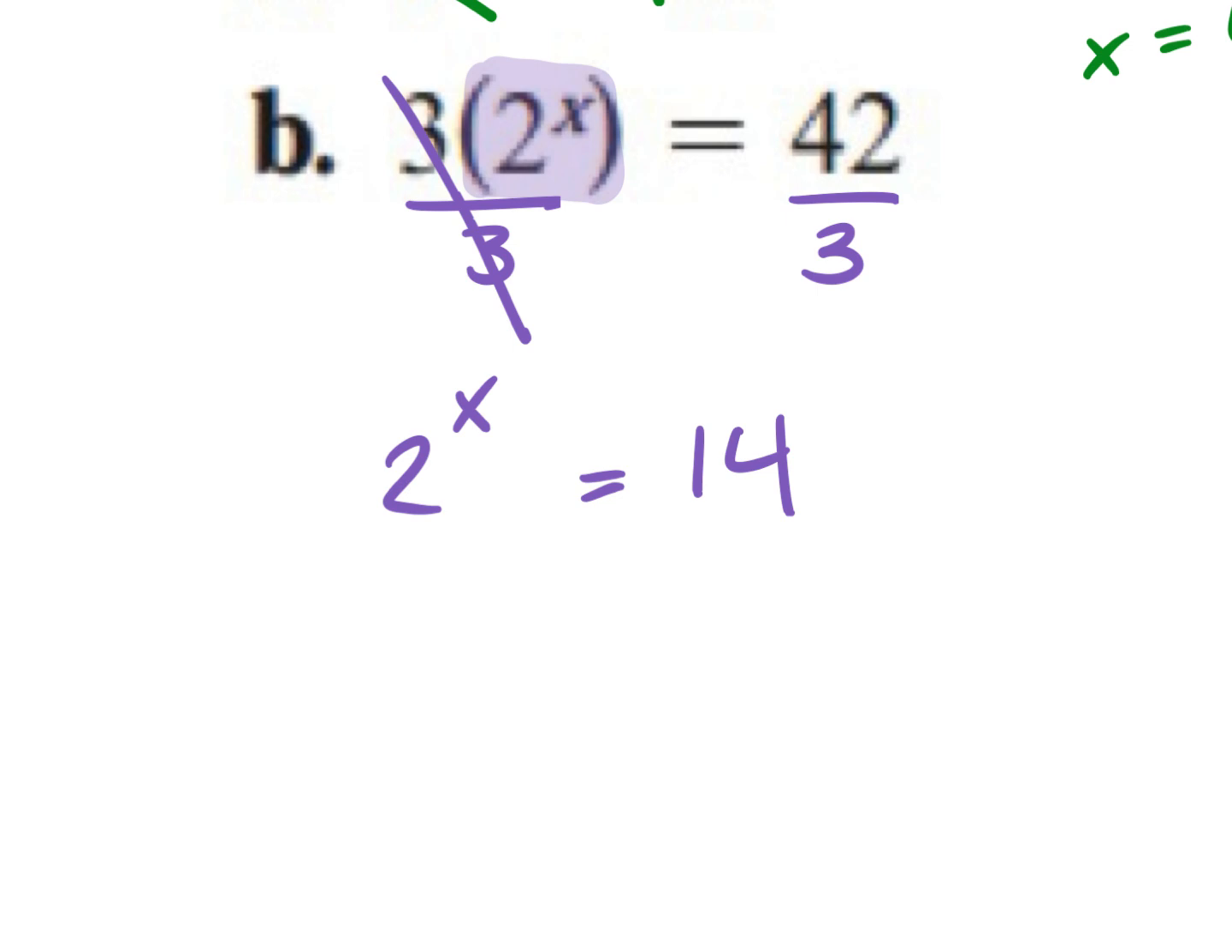So if x is in your exponent, you can't get the bases to be the same, you have to use logs. So we're going to take the log of both sides. Whatever the base is that has the exponent, that's going to be the base of our log. So log base 2. Whatever we do to one side, we have to do to the other. So we're going to take log base 2 of both sides. Log base 2 of 2 cancels. So we're left with x equals log base 2 of 14.